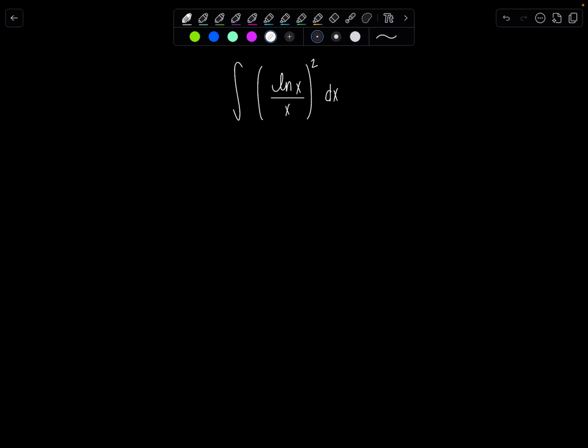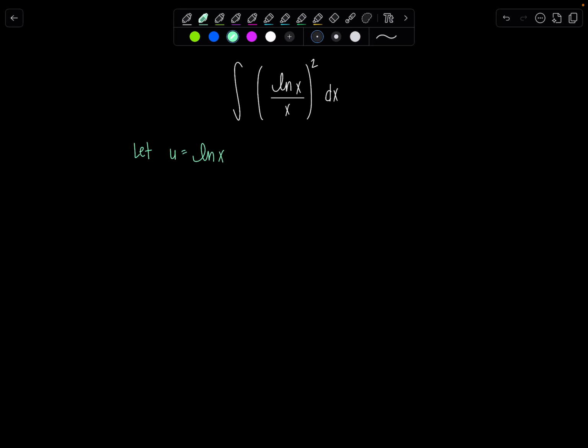We have the indefinite integral of natural log of x over x, quantity squared, dx. So pause the video if you want to try it on your own. Hopefully what's jumping out at you is this is going to require a substitution of sorts to get started, because we have natural log of x in the numerator and then we have its derivative, x, in the denominator. So let's start off and let u equal the natural log of x.